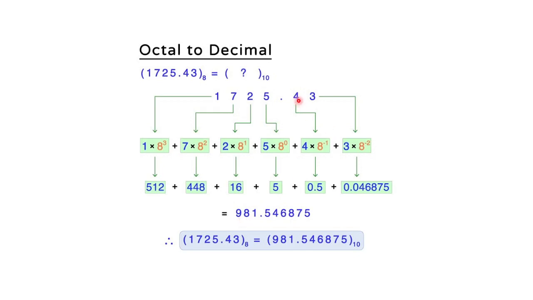Now go to the right side. Here on the left we multiplied with 8 to the power 0, 8 to the power 1, 8 to the power 2. On the right side we have to divide by 8 to the power 1, 8 to the power 2, 8 to the power 3, and we skip 8 to the power 0 here, because 8 to the power 0 cannot be negative. So that is the thing.